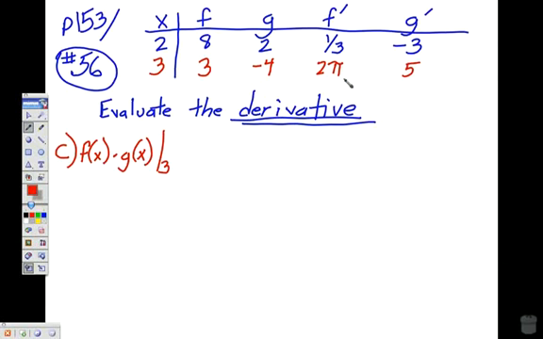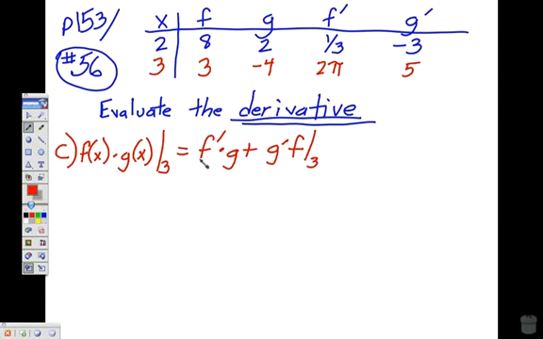Did you say 10 pi? F prime times g prime? Of course you didn't, because that's not right. When we take the derivative of f times g, we don't do f prime times g prime, no matter how much we want to. We use the product rule. F prime times g plus g prime times f. And all of that stuff gets evaluated at x equals 3.